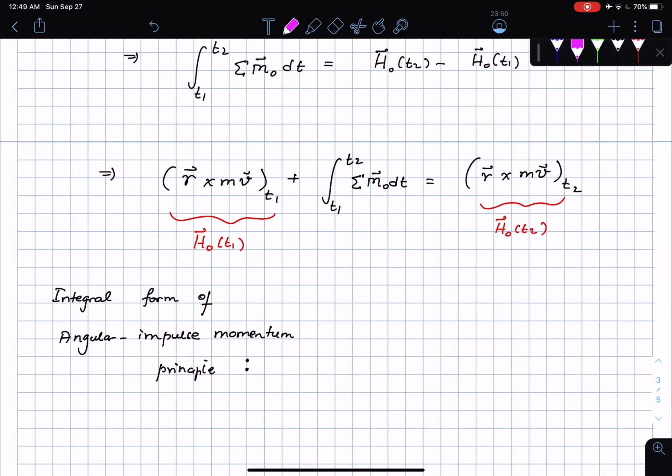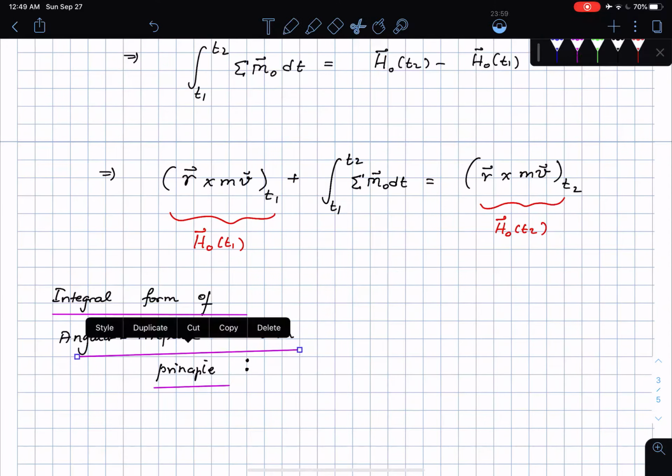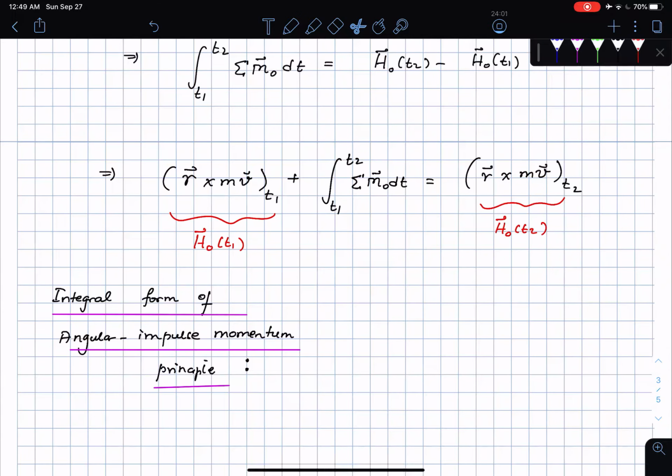Okay, so let me underline this. This is very, very important, especially when we do problems on impact or collisions, as you'll be seeing in the set of videos that I'll be posting. So the integral form is the following. I'm just going to copy this entire thing here.